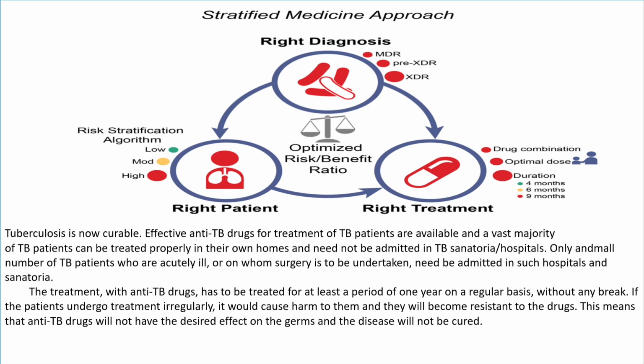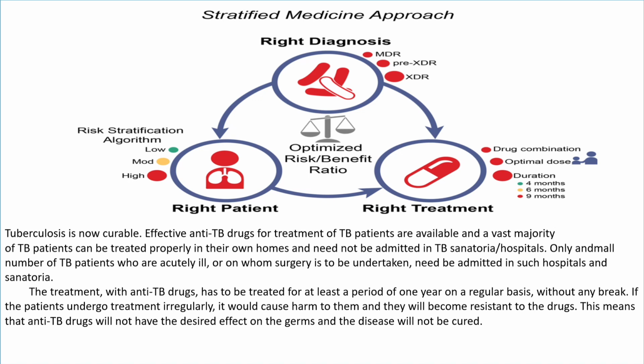Right? The treatment with anti-TB drugs has to be continued for at least a period of 1 year on a regular basis without any break. See now, suppose somebody is getting TB, so that person will have to take the medicine for TB for how many years? For 1 full year without any break.